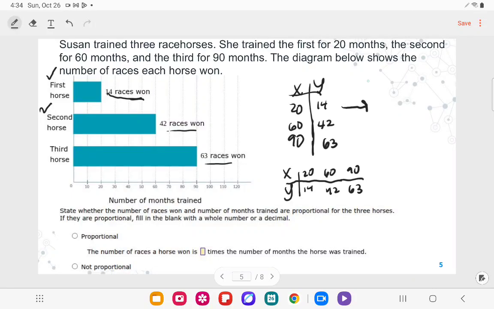So if I want to determine if this is proportional, I'm starting to think, well, what times something is equal to 14? And I'm like, oh, dang it, I have no clue, because how is it going down if I times by something? So I'm going to work backwards. I'm going to do 14, which is my Y, and divide it by my X. So 14 divided by 20. And let's go ahead and take out a calculator.